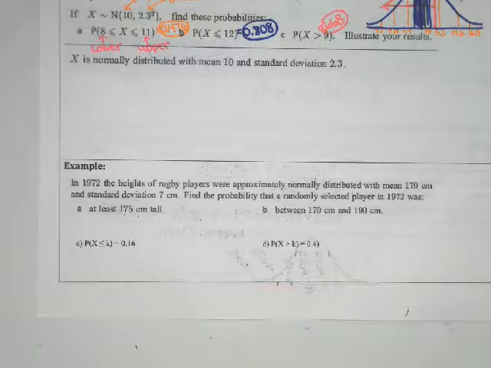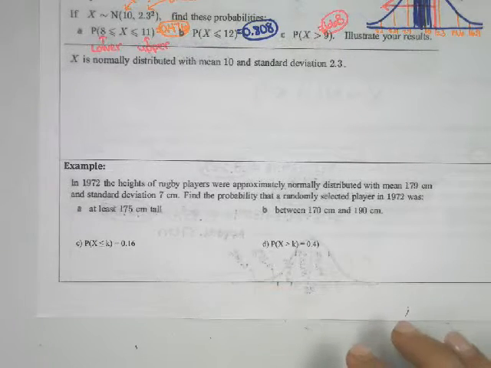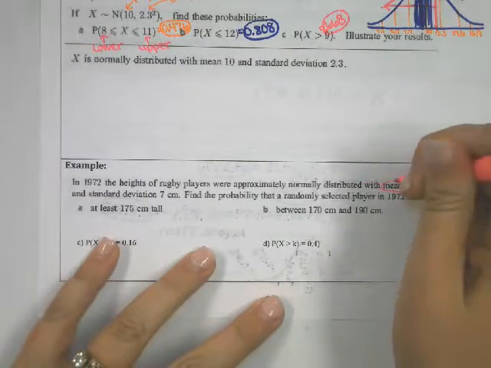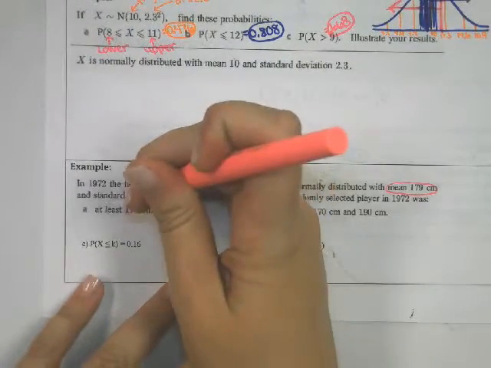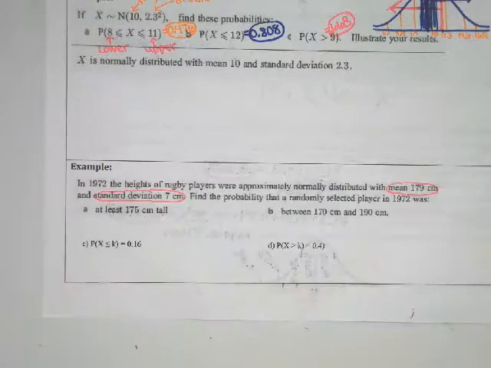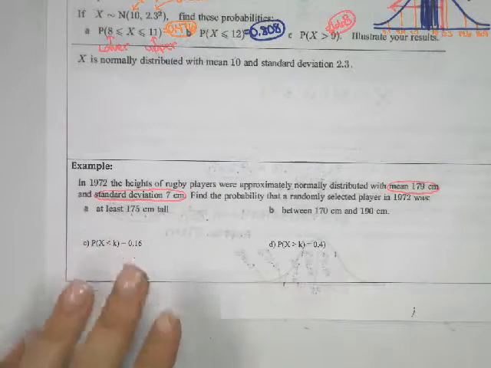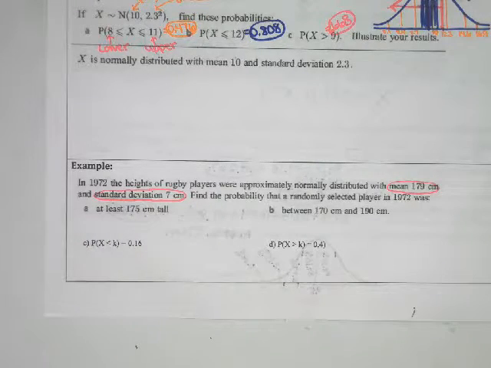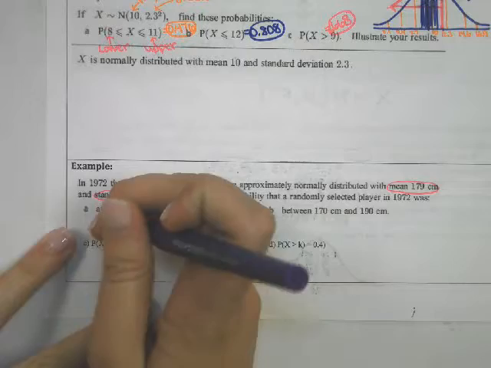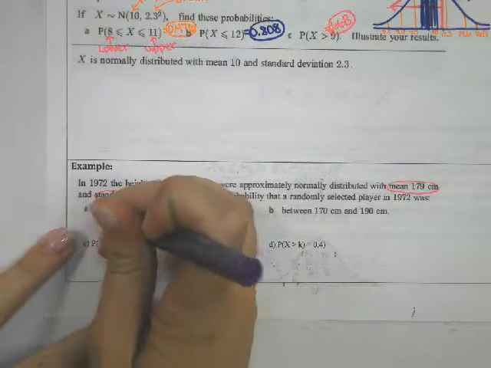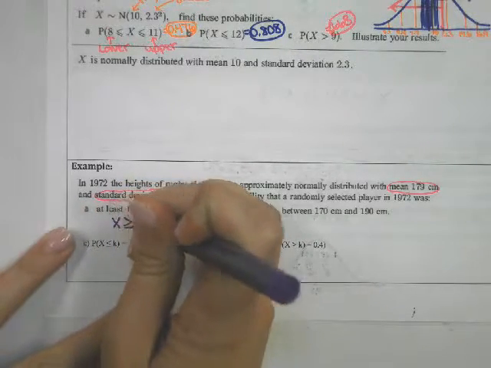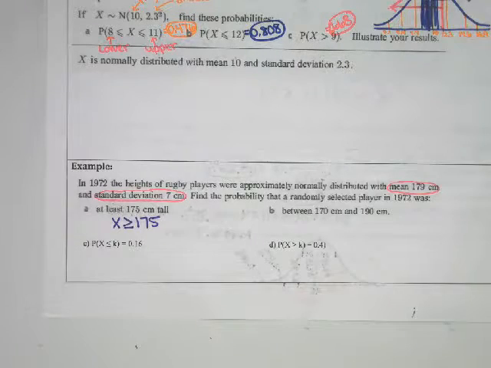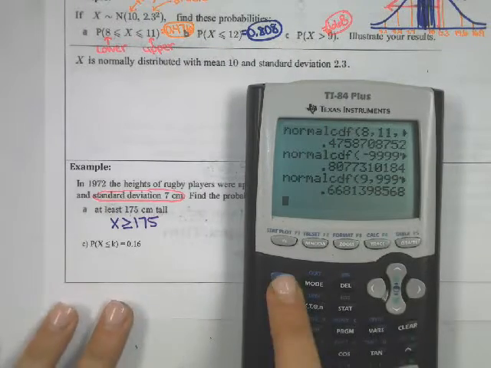All right, last question. It says in 1972, the heights of rugby players were approximately normally distributed, with a mean of 179 centimeters and a standard deviation of 7. Find the probability that a randomly selected player in 1972 was at least 175 centimeters tall. So that means that they need to be greater than or equal to 175 centimeters. Okay, so if you're going to be at least a certain height, you have to be that height or taller.